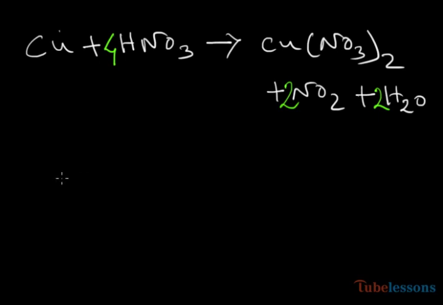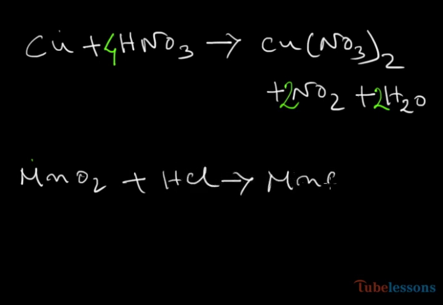Let us consider another reaction. A reaction between manganese dioxide and hydrochloric acid. When manganese dioxide reacts with hydrochloric acid, it gives manganese chloride, chlorine gas and water. And to balance this reaction, we have to multiply HCl by 4.